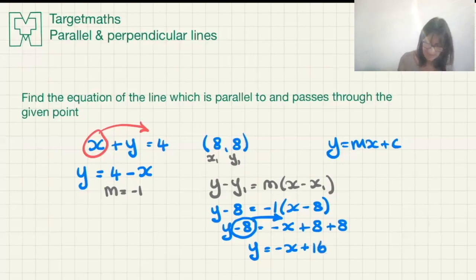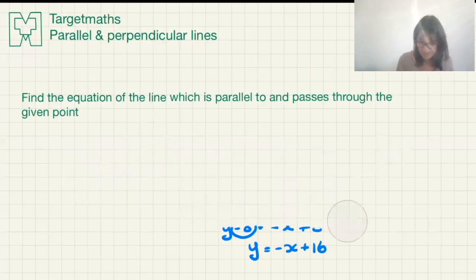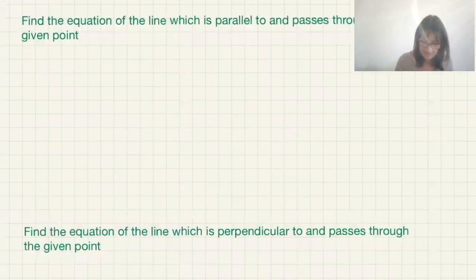And what we've just done is written the equation that is parallel. And you can see it's parallel because I've got a -x here and I've got a -x here. So it's parallel and passes through these points. Okay. All right. Let's now take a look at this type of question.